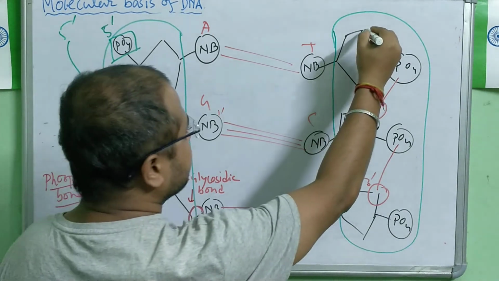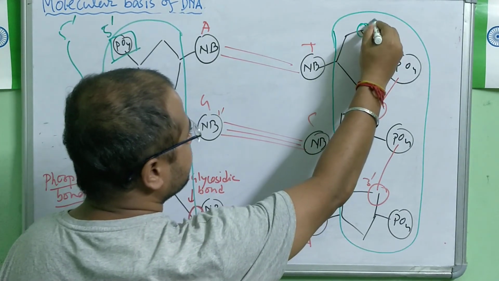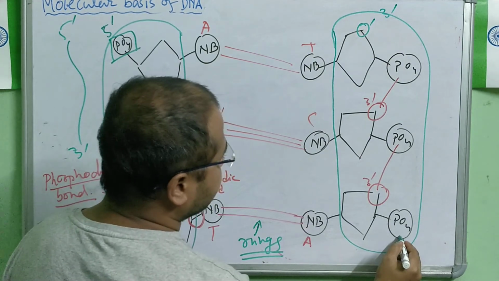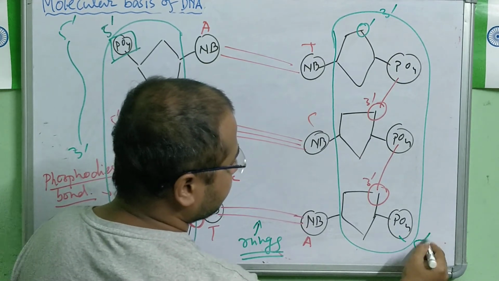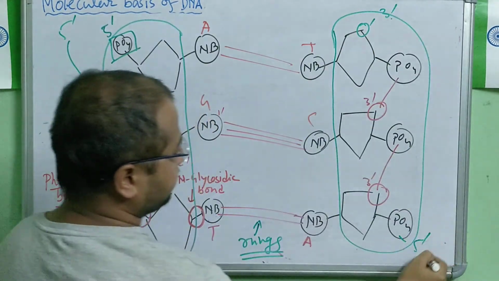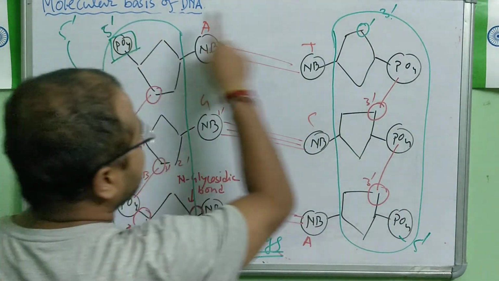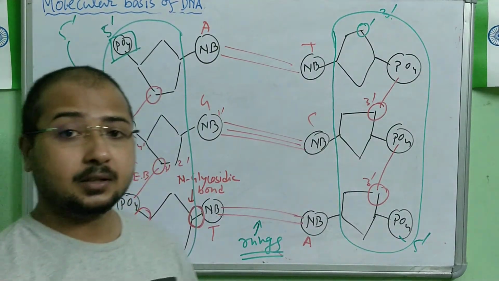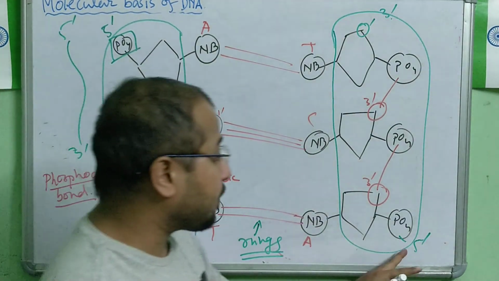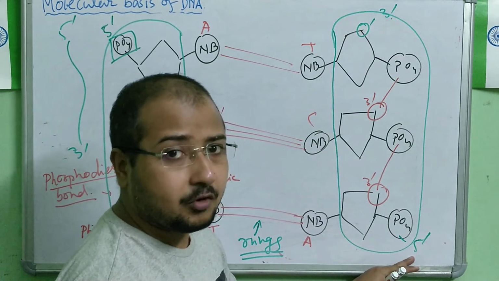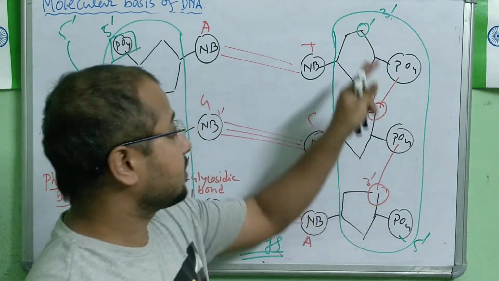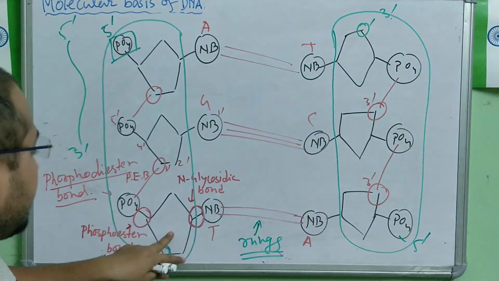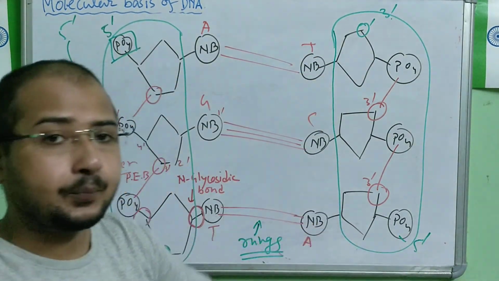Another one, this 3 prime position is free here, so I'll write 3 prime. And the 5 prime position is free here, so I'll write 5 prime. So this becomes 3 prime, 5 prime. So see, opposite: 5 prime, 3 prime, 3 prime, 5 prime. Opposite polarity. Because there is no one to bind with the 5 prime position phosphate group, as this is the last one. Same happens here. The 3 prime positions are free here, and the 5 prime positions are free here.